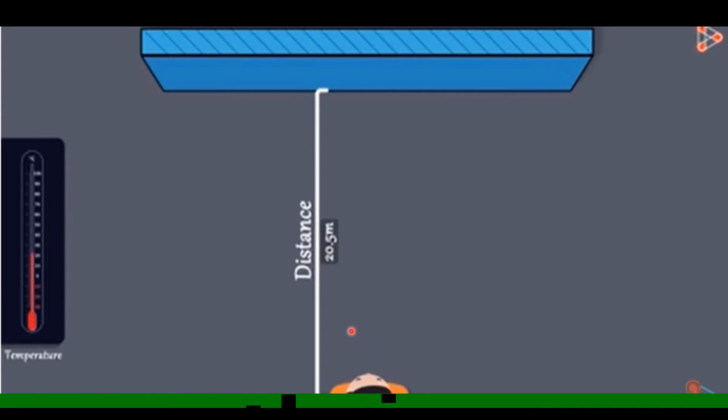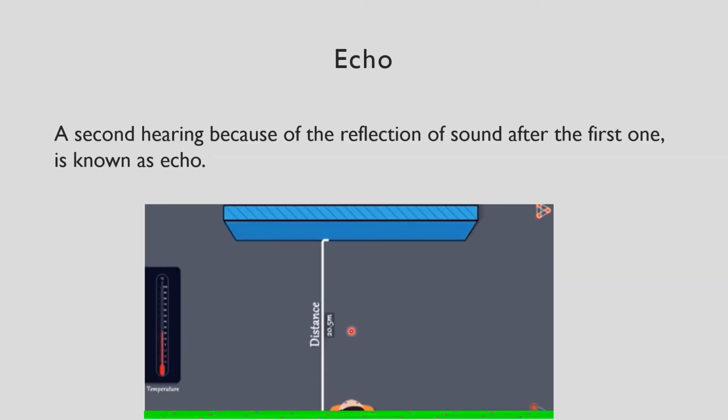So you will hear two words, or the same word two times. This is due to the echo. So if you want to hear the same word twice due to the process of reflection of sound, there should be a maximum time gap of 0.1 seconds between the two sounds.